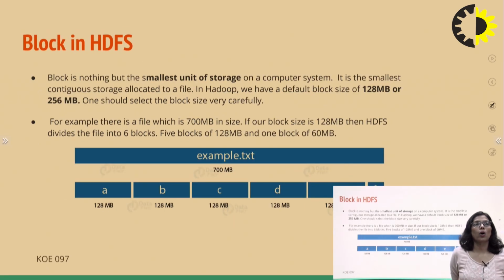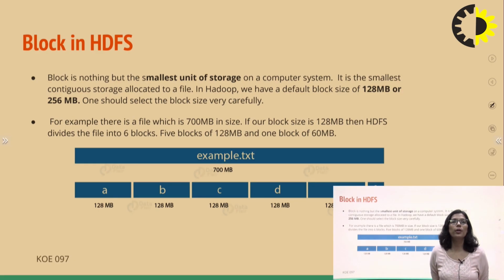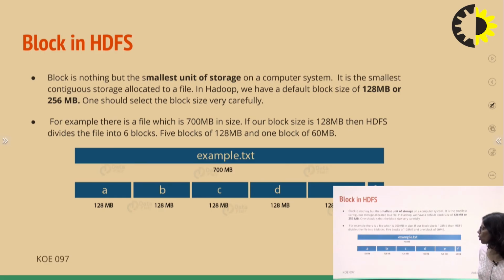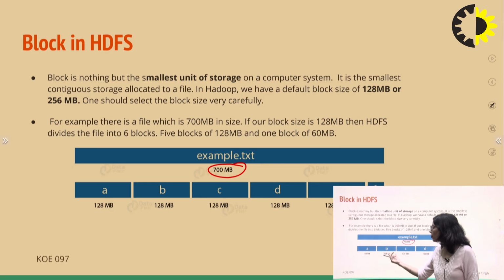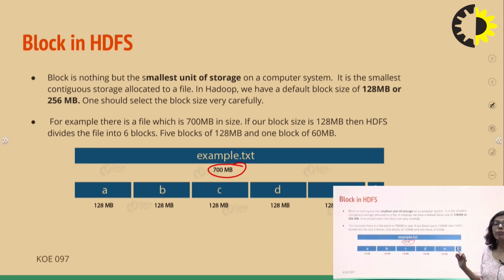Next is your blocks. Now a block is nothing but the smallest unit of storage on a computer system. Whenever we are storing the data, we are storing it in the form of blocks, and the default block size is 128 MB or 256 MB. Suppose we have a data of 700 MB, so we divide it into blocks of 128 MB each. So I will be having 1, 2, 3, 4, 5 blocks, and the remaining data of 60 MB will be kept in the next block. So this is how we are keeping the data.